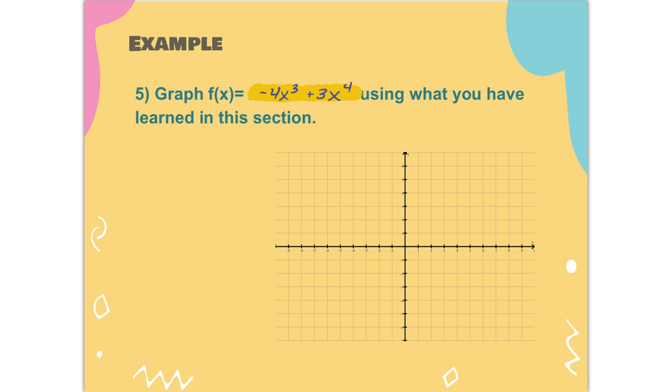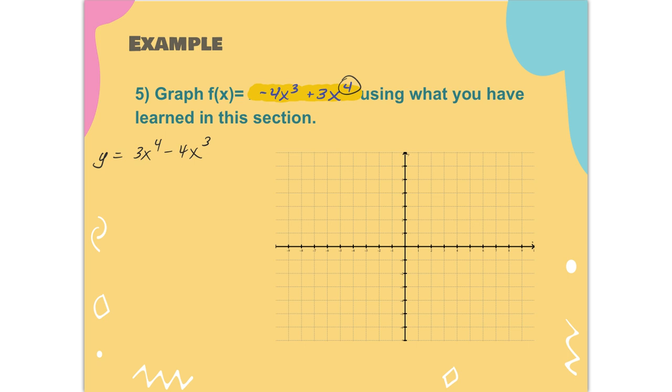So this one here can be really tricky because if you notice, it's not in standard form. The highest exponent is after, not before. So I have to rewrite this, okay? I can write f of x or y, and it's 3x to the 4th minus 4x to the 3rd. So I have to be very careful here.